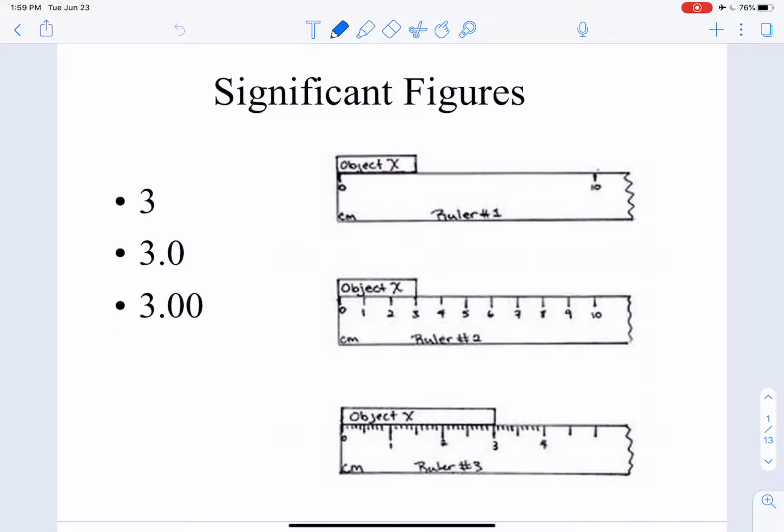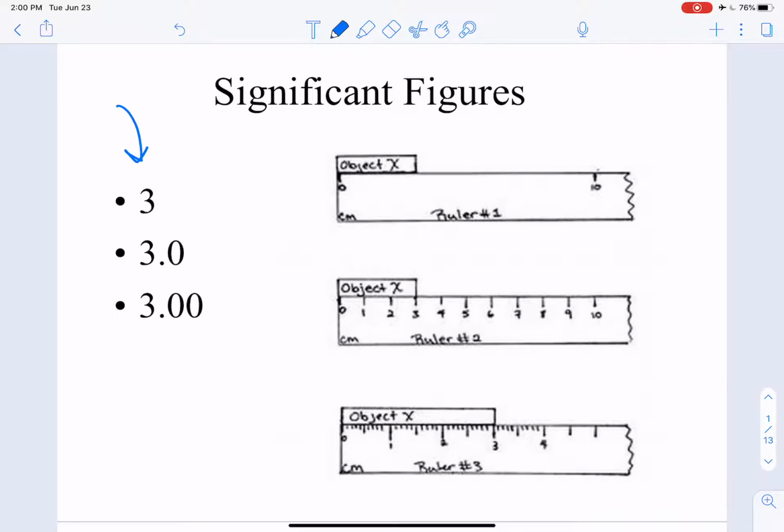But first, let's take a look at these three numbers over here. So we have 3, 3.0, and 3.00. Now, in everyday real life, those numbers are exactly the same thing. If you buy 3 boxes of cereal, you're buying 3.0 boxes of cereal or 3.00 boxes of cereal. It's all the same thing. But in science, those numbers are different. Those numbers are telling us a little bit of information about the measuring device we use to measure those values.